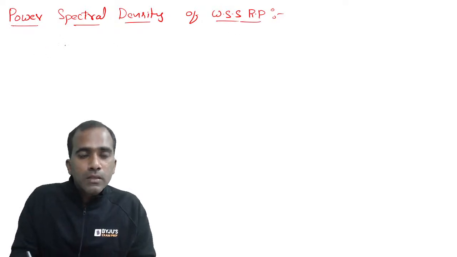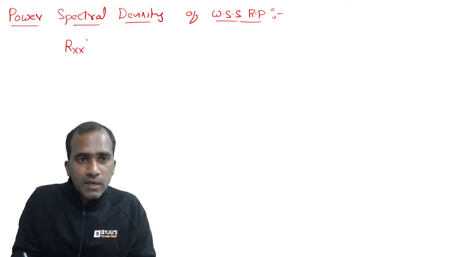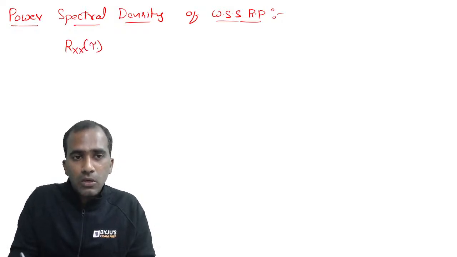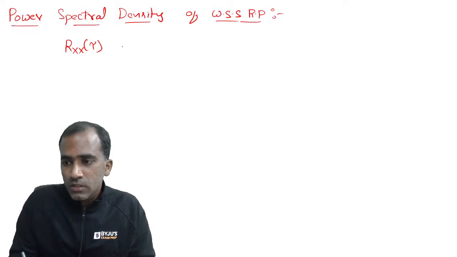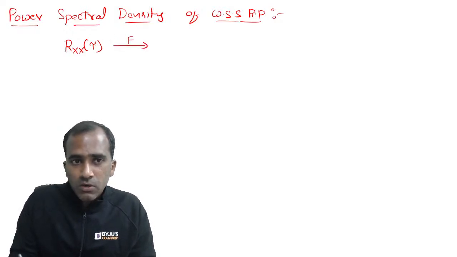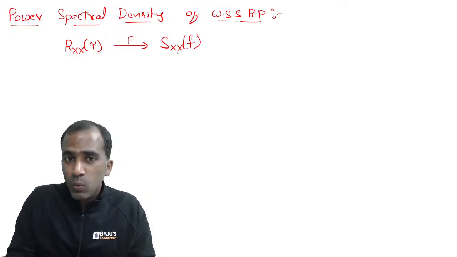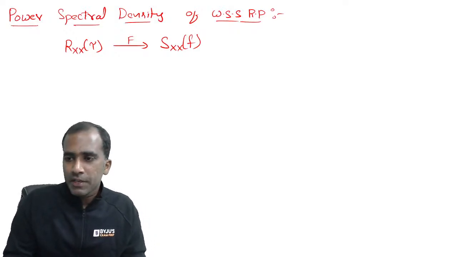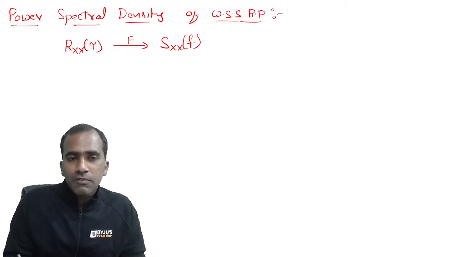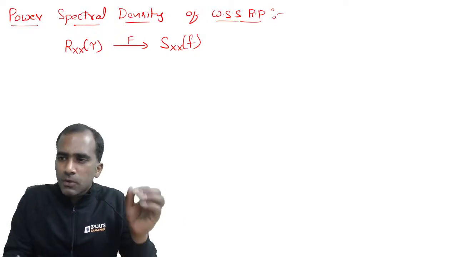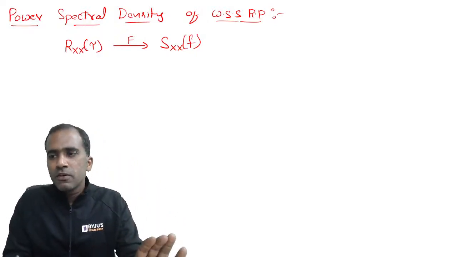Okay. Since this is a revision class, I'm going to go with just the relation. Autocorrelation function, for a wide sense stationary random process, is only a function of tau. Its t will vanish. So if you find the Fourier transform of this one, whatever we get, that is what we call power spectral density, which we denote as SXX of f, or we can take 1x only instead of 2x's. In different books, they follow different notations. Notation is not really very important. You can follow any notation. Finally, it is the autocorrelation function. The properties of the autocorrelation function will remain the same irrespective of notations.